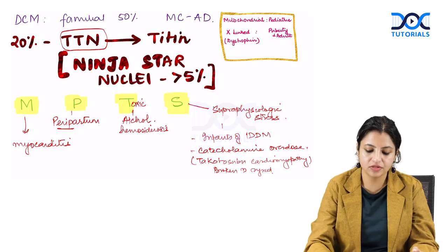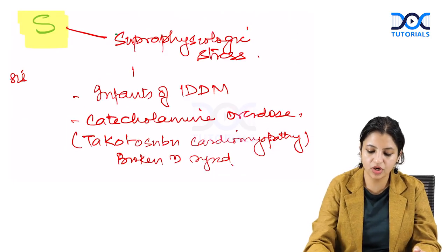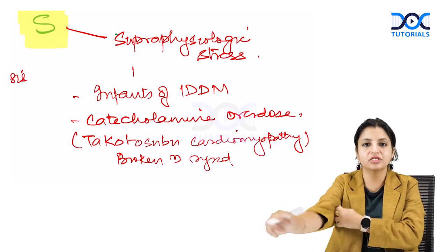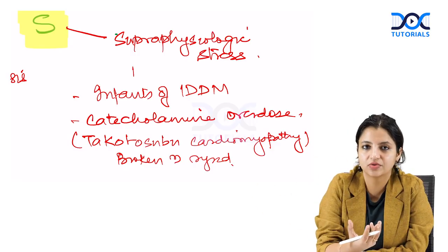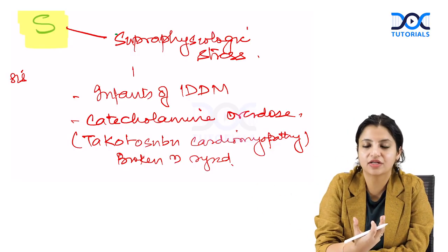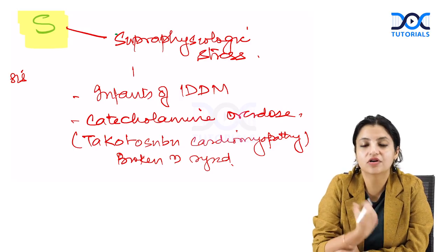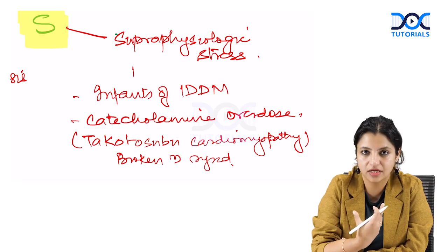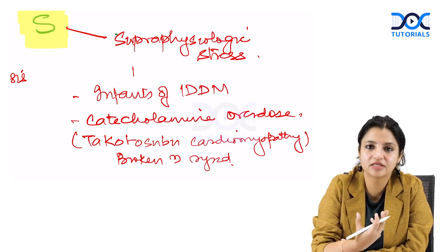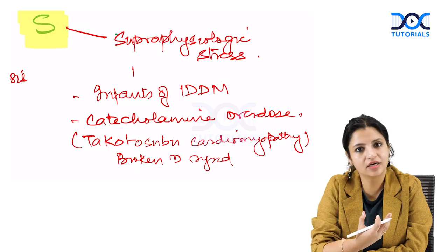So this Takotsubo cardiomyopathy is called broken heart syndrome. It is basically due to extreme stress. Okay, so if you are extremely attached to somebody and he or she leaves you, okay, so there is a lot of stress, catecholamine stress that occurs. So what happens in that case is that left ventricular contractile dysfunction occurs.